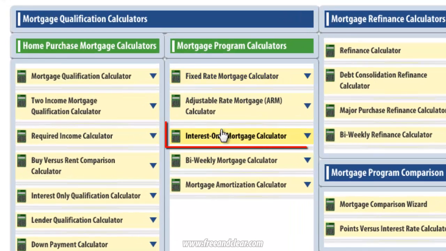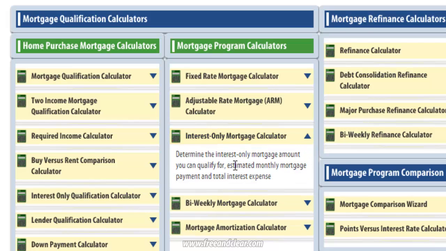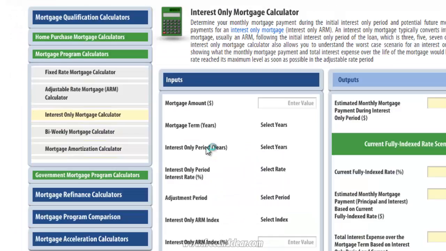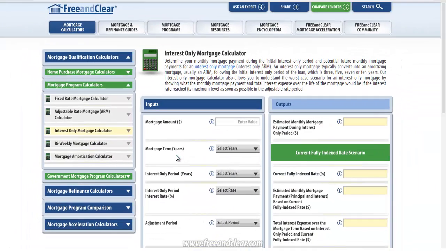Free and Clear. The interest-only mortgage calculator is located under Mortgage Program Calculators, and if you click on the triangle to the right of the calculator title, it reveals a brief description of the calculator. I'm going to click on the calculator title, and that'll take us to the calculator page. I'm going to briefly review an interest-only mortgage before I walk through the calculator step by step.